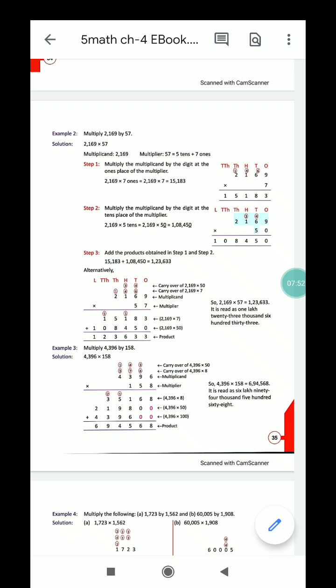Now we will move to step 3. Add the products obtained in step 1 and step 2. Simply add these two numbers. After adding we will get 1,23,633. Okay. Now there is an alternative method for doing this calculation. We have to arrange these numbers in periods: ones, tens, hundreds, thousands, ten thousands, lakh.